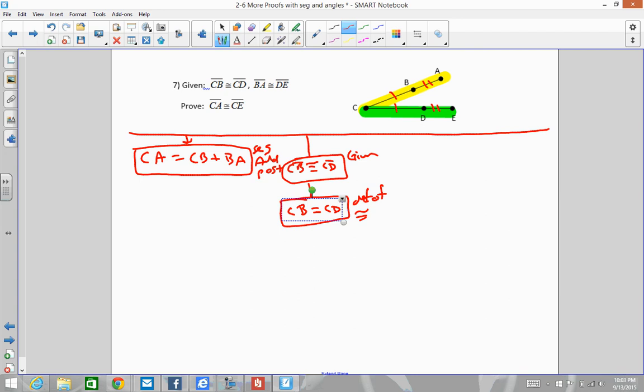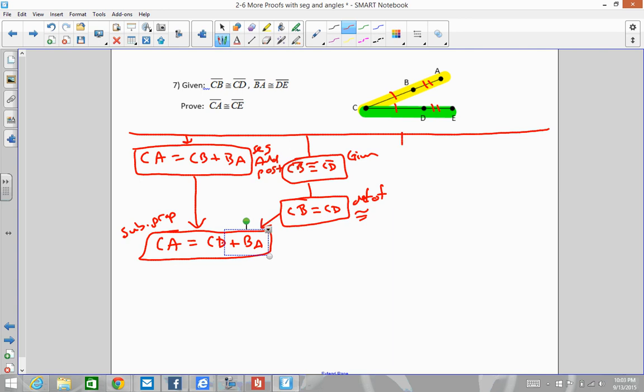Now that I know that, I can bring this other statement together with that one. It's kind of an if this and this, then this. And we know that as being substitution property. So if CA is equal to CB plus BA, and I know CB is equal to CD, then these can come together and I can say CA equals CD plus BA. I know these are equal because of substitution property. Remember, this is an if, and then: if this and this, then this.